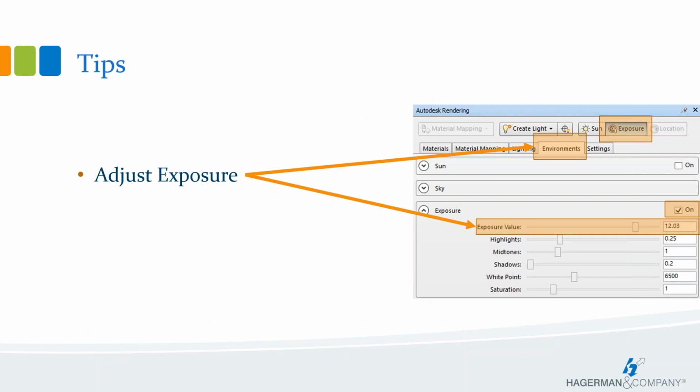A tip about exposure, mainly, don't forget about it. It's on the Environments tab, along with the sun and sky settings. If your view looks washed out, you'll want to increase the exposure value. If it looks too dark, you'll decrease that value.